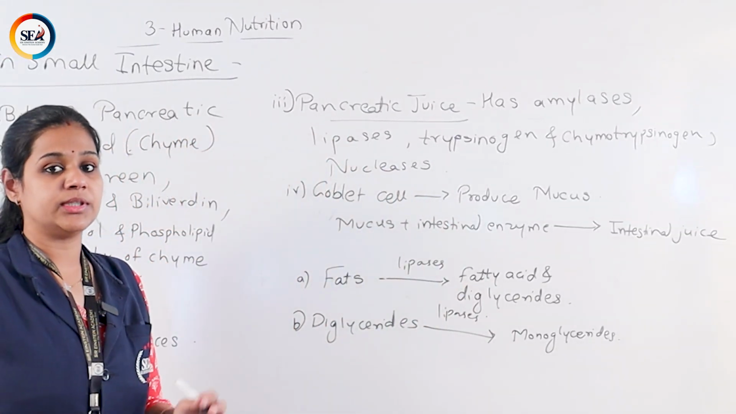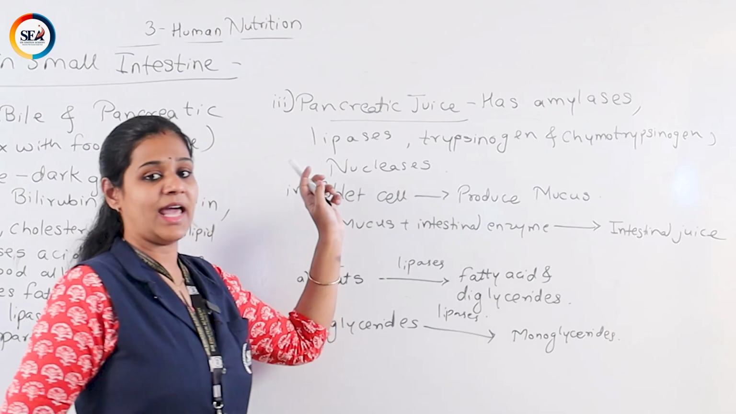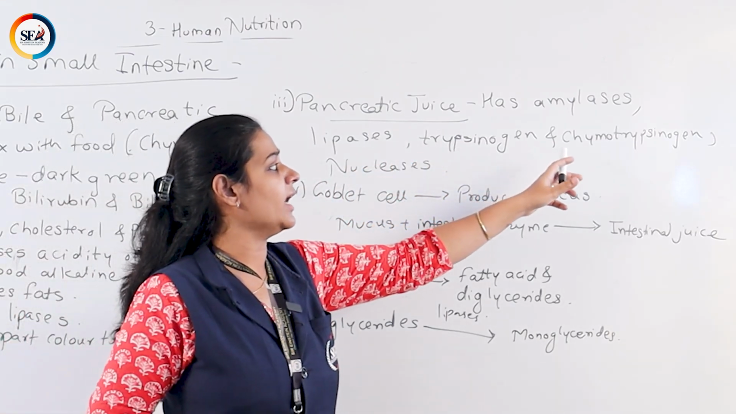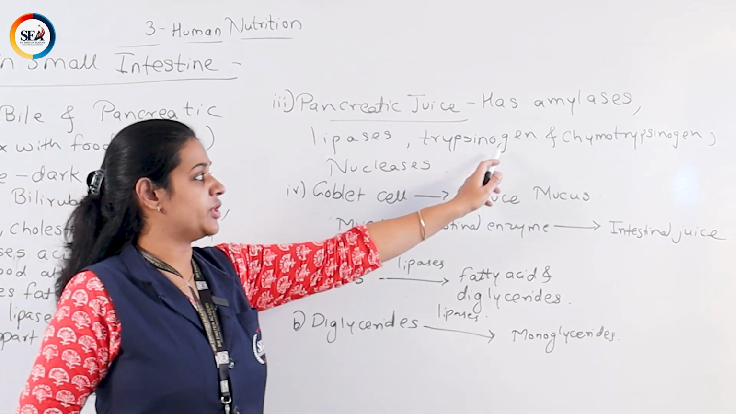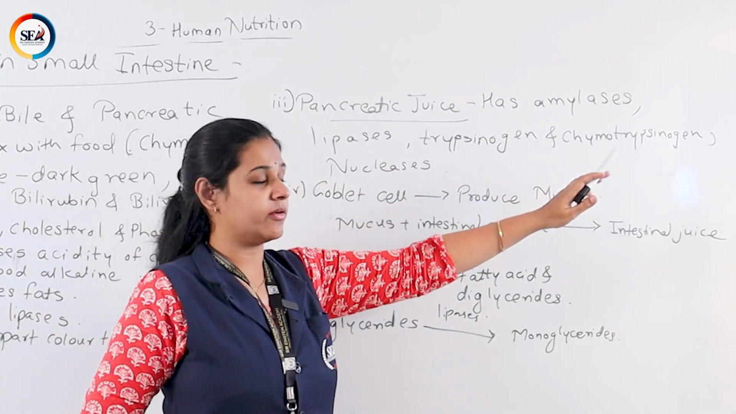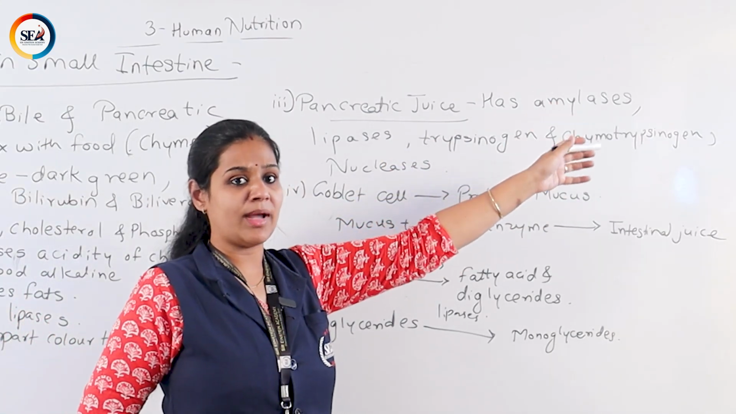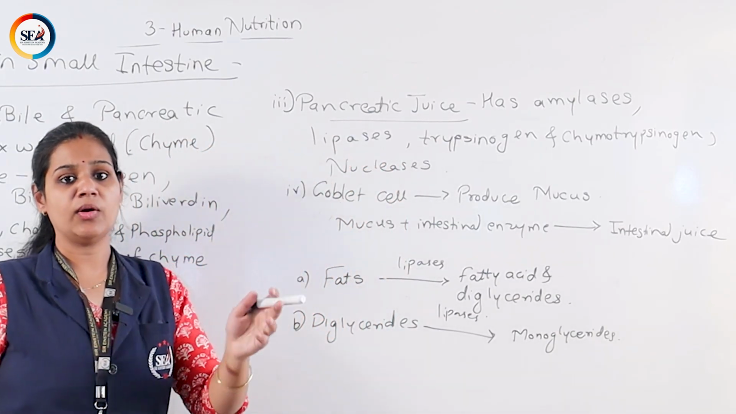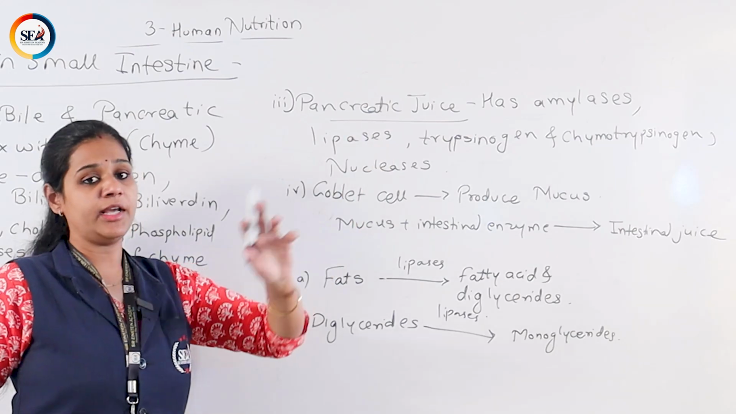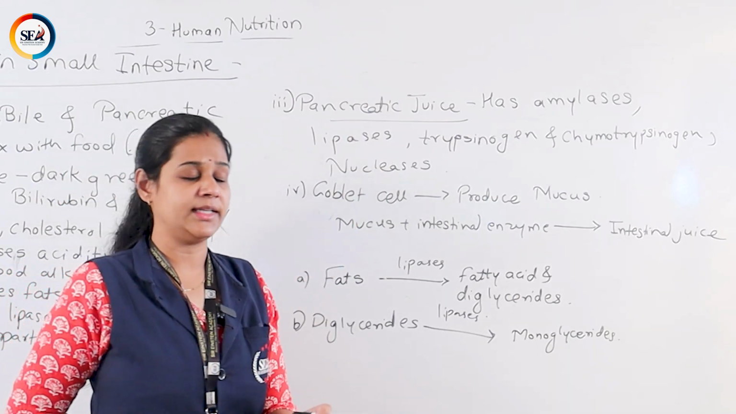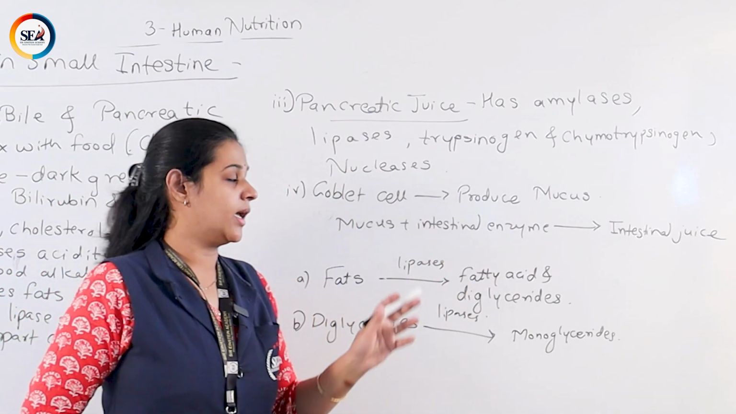Next, pancreatic juice. It has amylases, lipases, and trypsinogen and chymotrypsinogen, which are the inactive forms. Amylase breaks down amyloid sugar, lipases break down lipid molecules. Nucleases are also present in the pancreatic juice. Nucleases means the enzymes which break down nucleic acids.